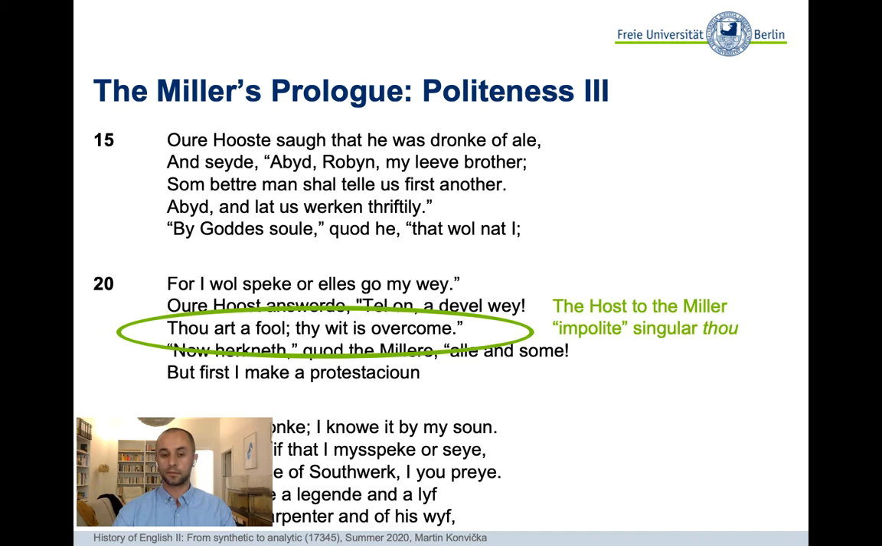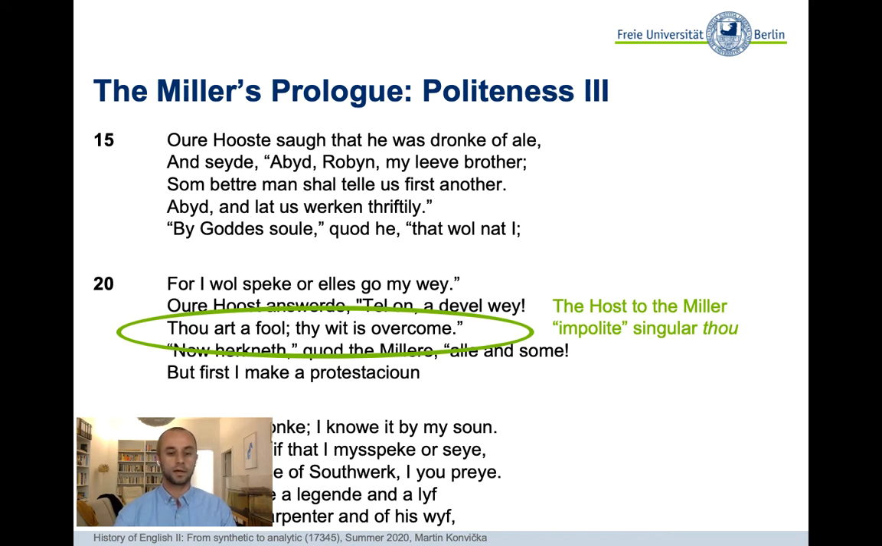And by doing that, in contrast to having used the ye pronoun, the polite pronoun with the monk, here you can see that he is expressing his impoliteness or the lack of respect towards this person by using the singular pronoun. He also uses the word fool, so it is clear that the relation of the host to the miller is not a very positive one.